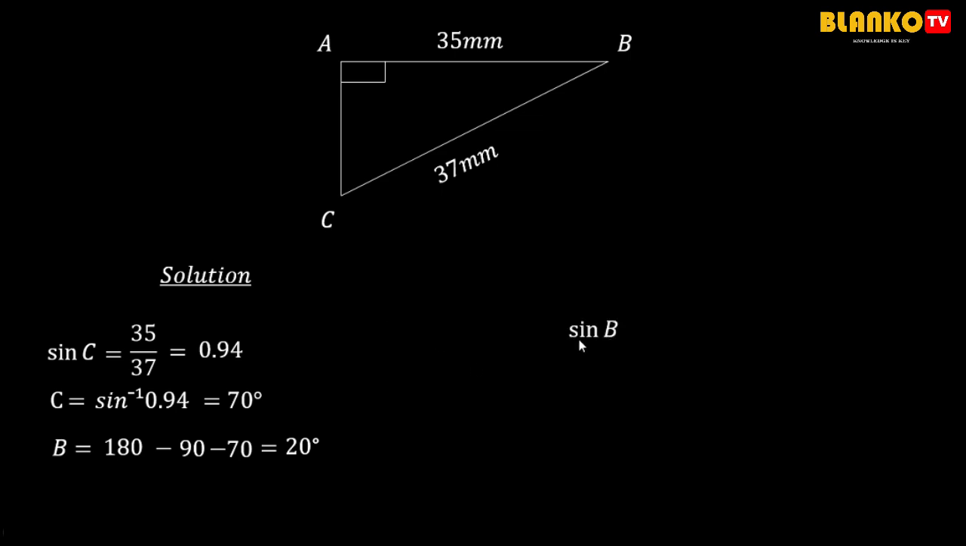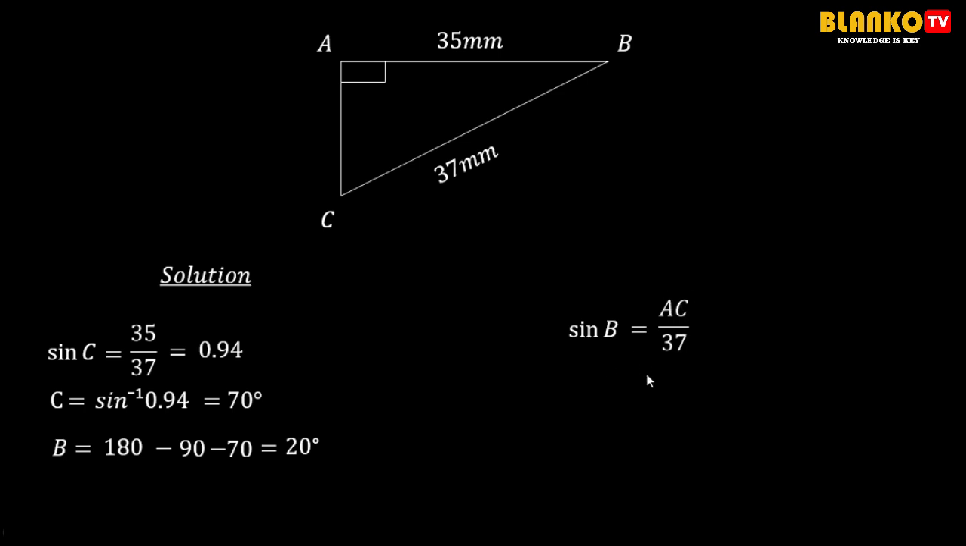Sine B is equal to AC over 37. Sine theta is the opposite over the hypotenuse. AC is the opposite, and BC is the hypotenuse, which is 37. So sine B is AC over 37. Let's use change of subject to find AC.